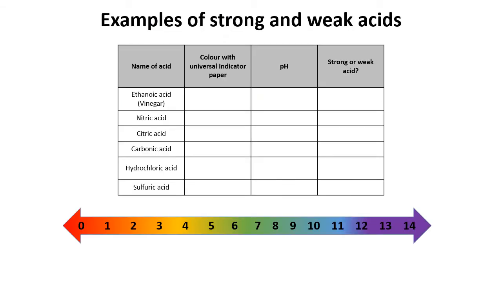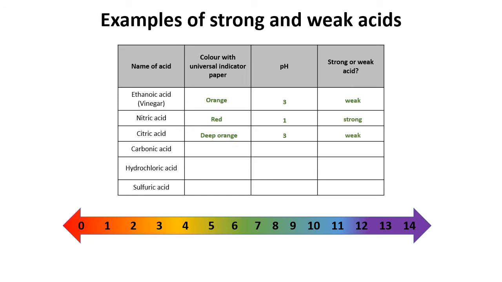Now let's look at some examples of strong and weak acids. So let's look at ethanoic acid. If we use universal indicator, the colour would be orange, and that would indicate a pH of about 3, and that is a weak acid. Nitric acid, however, would show up red. We'd give that a pH of about 1, and therefore a very strong acid. Citric acid, deep orange, pH of 3, very weak acid.